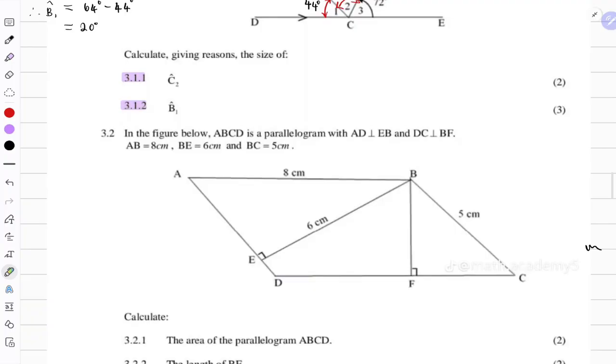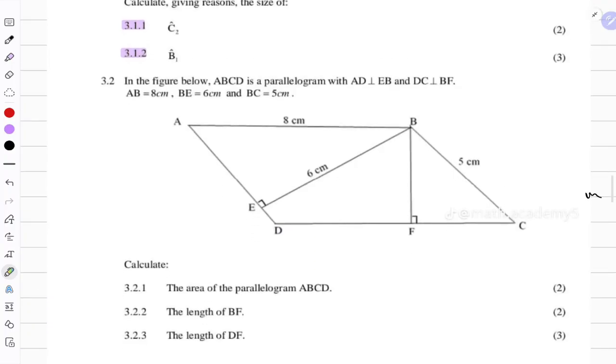It says here, in the figure below, ABCD is a parallelogram. So this here, ABCD. ABCD is a parallelogram with AD being perpendicular to EB. So we have our base here and we have our altitude, or the perpendicular height. And then they say DC is perpendicular to BF. So DC over here is perpendicular to BF.